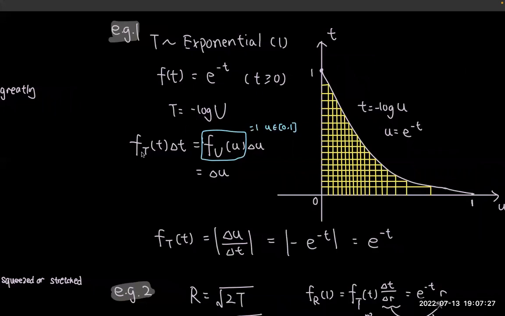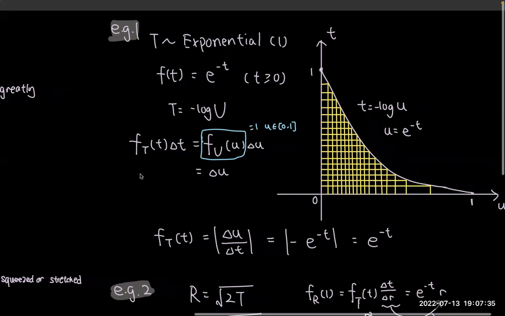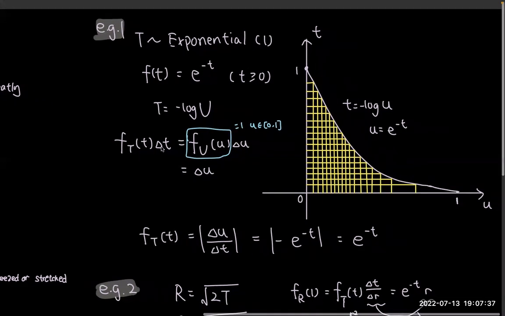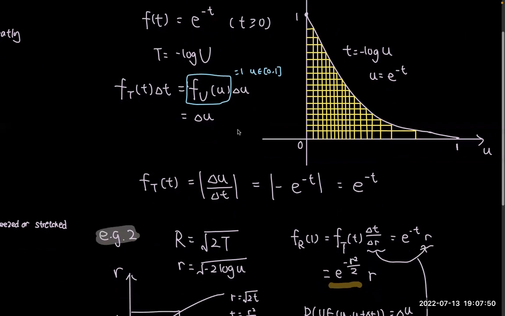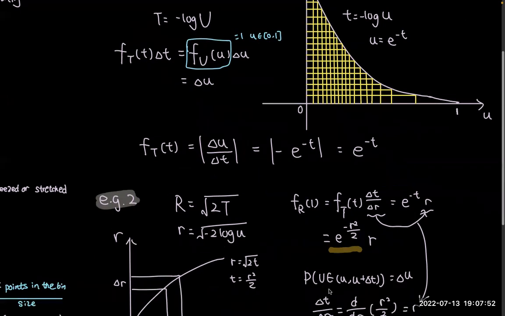And we know that f_T(t) delta t equals f_U(u) delta u, according to the identity that we just established. We just changed the notation a little bit, right? And then from here, we can derive the density of T. So f_U(u) equals 1 because it is a uniform density.